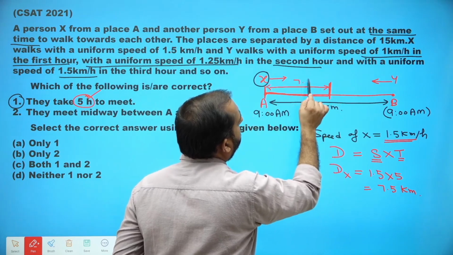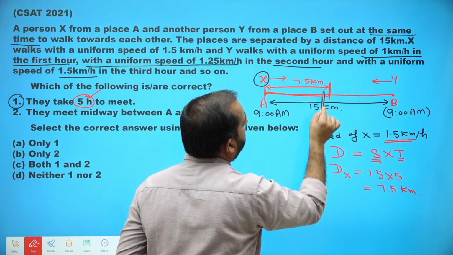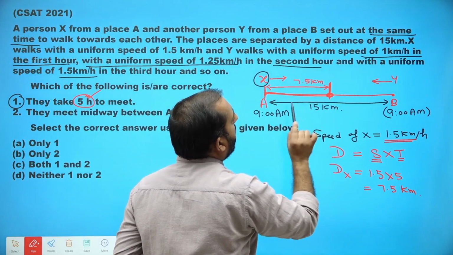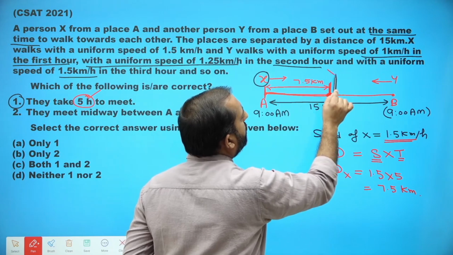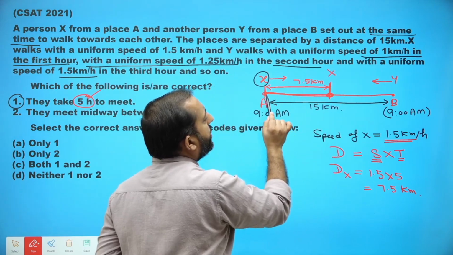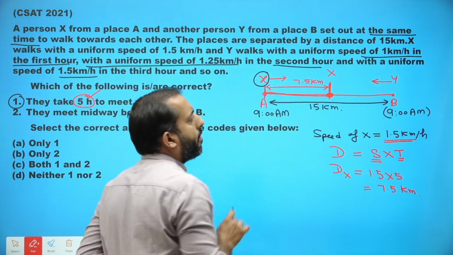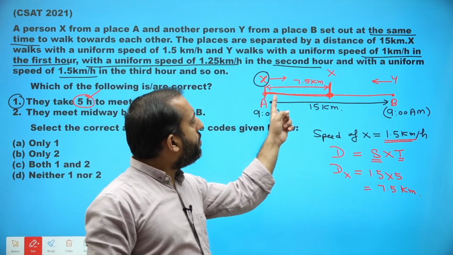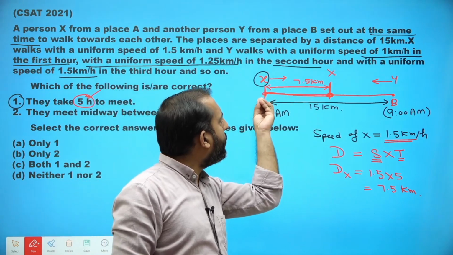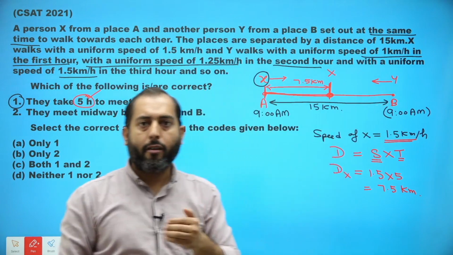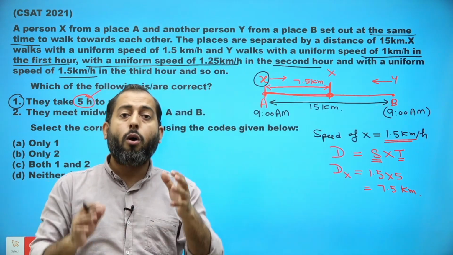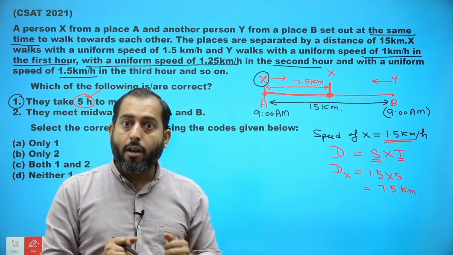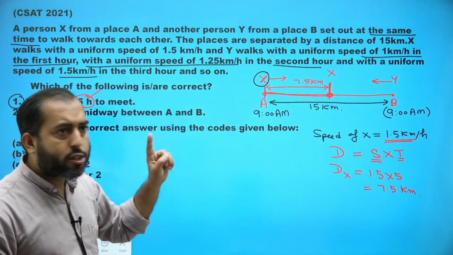7.5 kilometers after 5 hours. So I can see after 5 hours, X will be midway between A and B. As per this calculation, I can say X will be in the midway between A and B. This is the scenario of X after 5 hours from the very beginning. Let's talk about Y now.